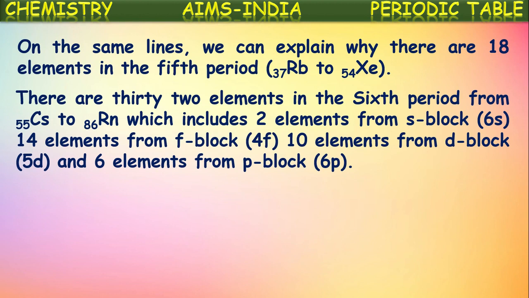But we know that, to make it convenient in writing, these F block elements, 14 elements, are written separately down at the bottom of the periodic table. So now the periodic table consists of 16 elements only in the 6th period. But actually these 14 elements which are written down in the first horizontal row also come under 6th period elements only. Totally 32.